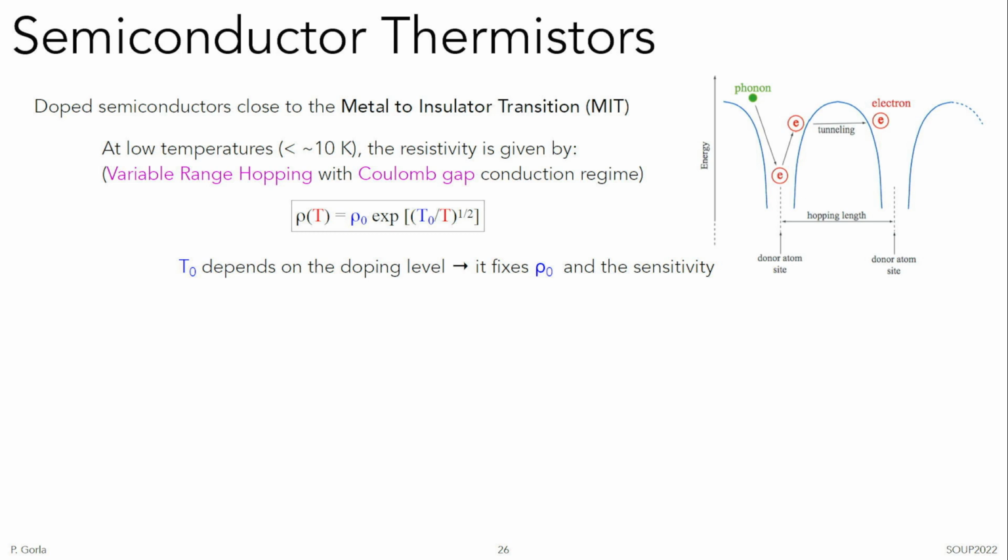So depending on how much you dope your semiconductor, you get different T0 and R0, and you tune in some way the sensitivity of your device.